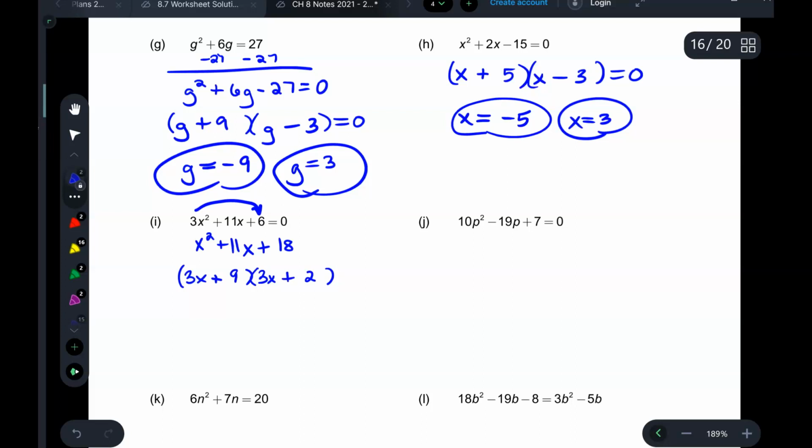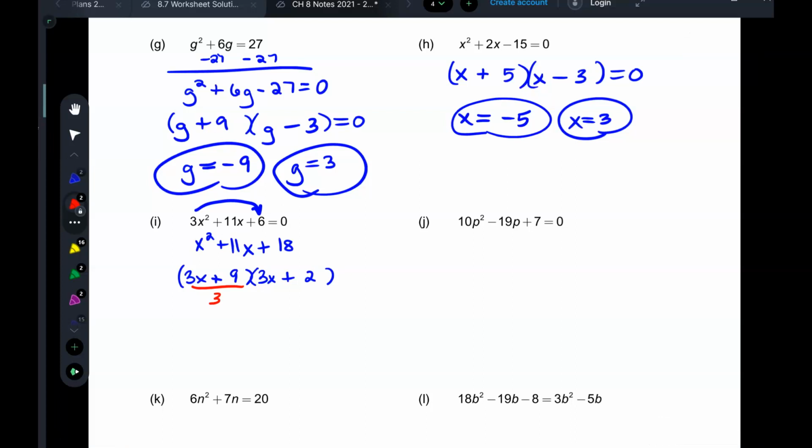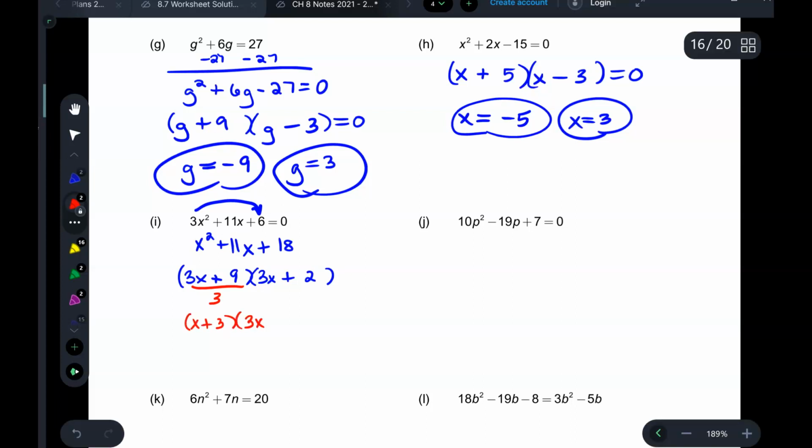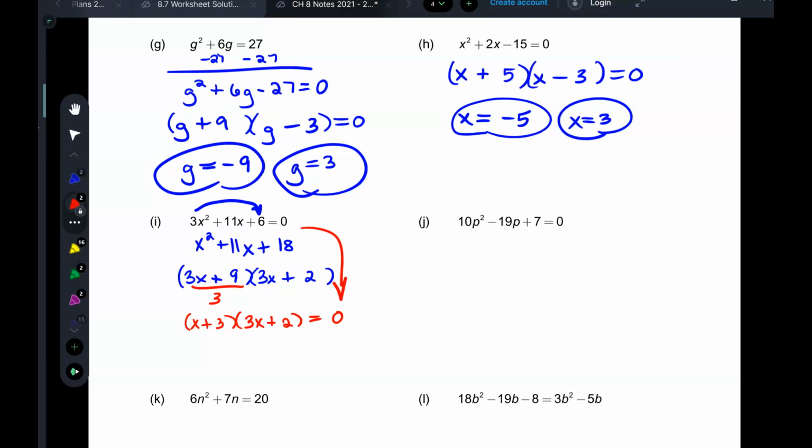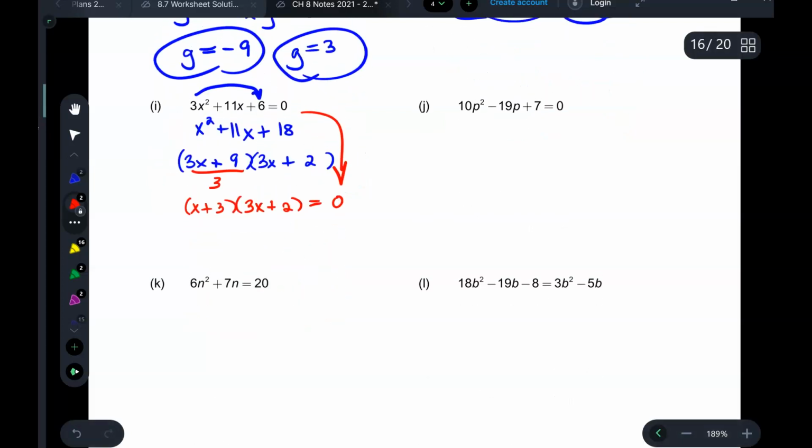Okay, now the most important thing, we can't forget to reduce. So can we reduce the first one? Yeah, by 3. But not the second one, right? So I'm going to end up with x plus 3 and 3x plus 2. Now I'm going to bring down my equal to 0, because remember, our goal with all of these is we want to figure out what does the variable equal. Okay, so set.